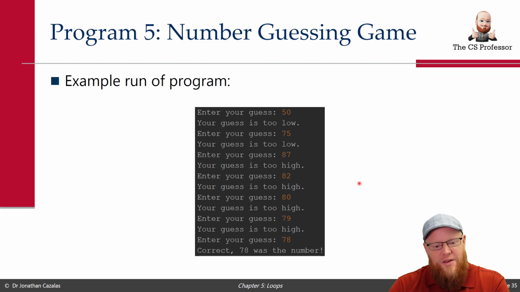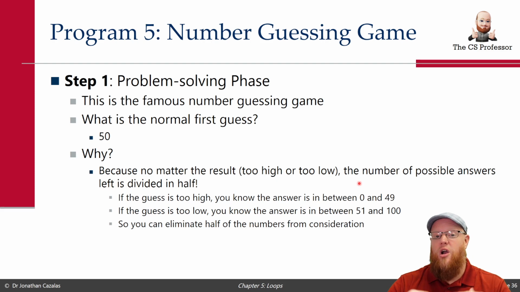So when you start at 50, regardless of whether your answer is correct, if it's too high or too low, you've just split that search space in half, and now there are only 50 more possible numbers, or 49, to examine. So the normal guess is usually 50 as a first guess. Best case scenario, you got it correct. It was a lucky guess.